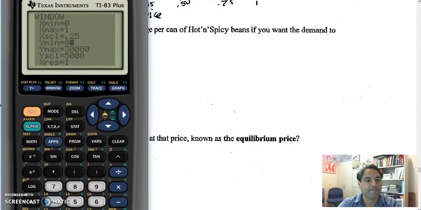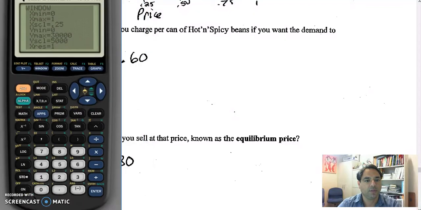Yep, 380. So we'll go from 0 to, let's say 500 cans. Well, I remember one of the intercepts was 500, so let's go 800 cans, counting by 100. So again, you have to play around with that window a little bit in order to see the supply and the demand.